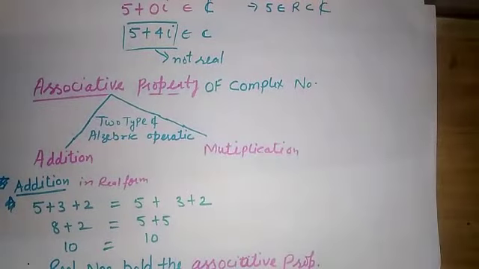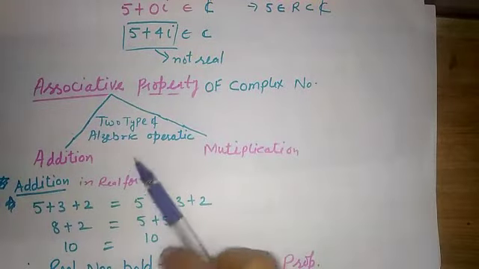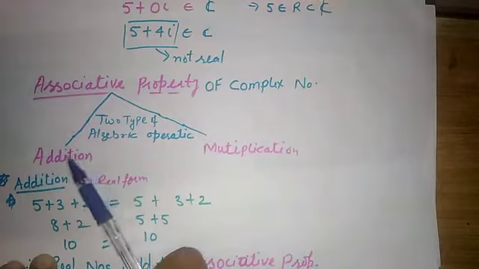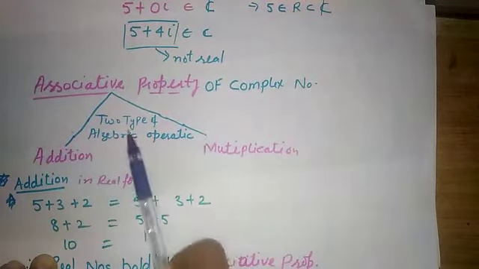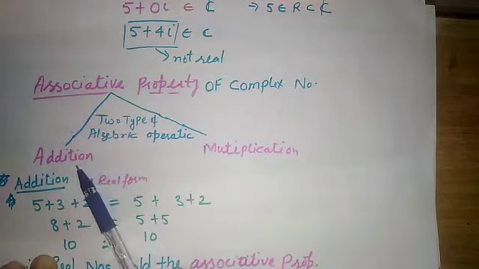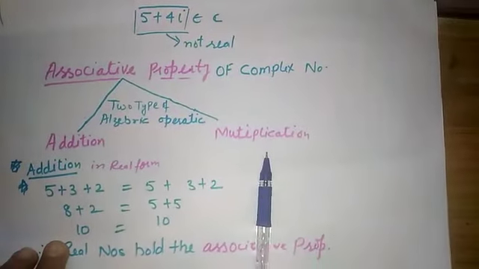So let's study the associative property. The associative property of complex numbers applies to two types of algebraic operation. First is addition and the other is multiplication.